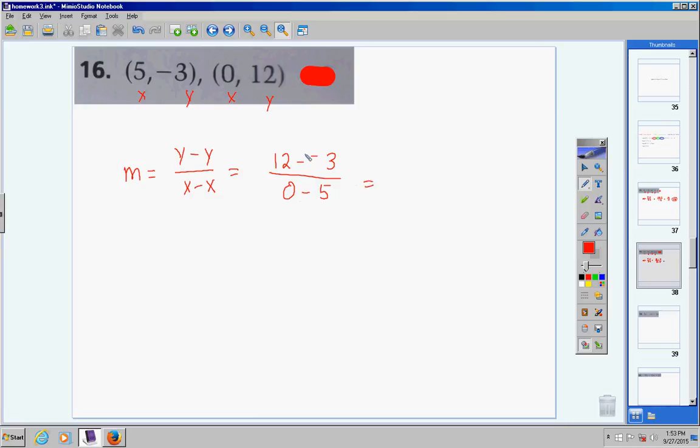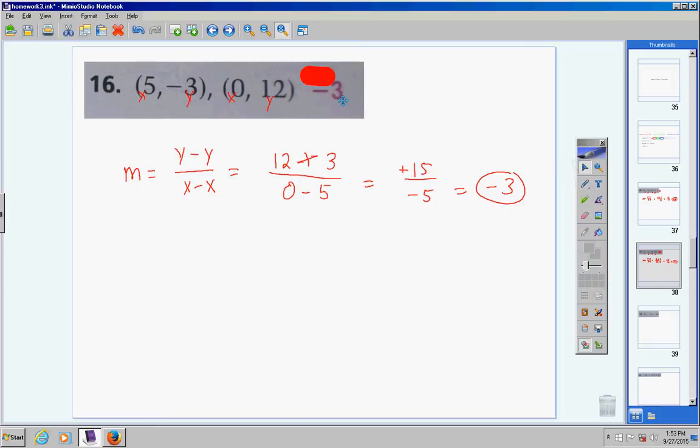12 minus a negative 3 is 12 plus 3, that's 15. 0 minus 5 is negative 5. A positive divided by a negative is negative, and 15 over 5 is 3. So the answer is negative 3.